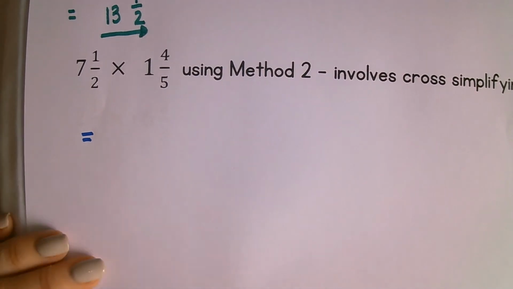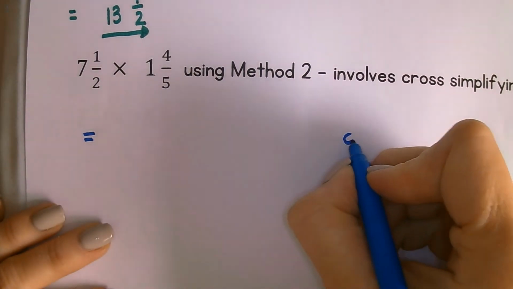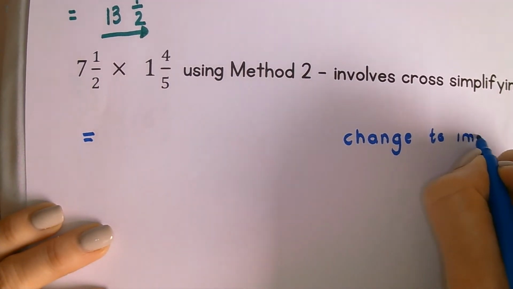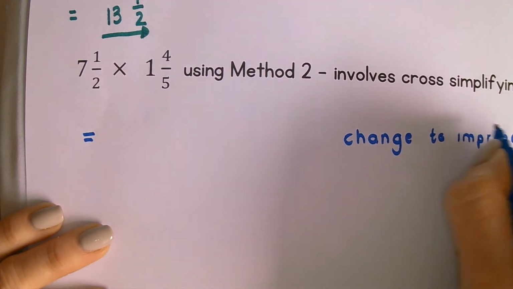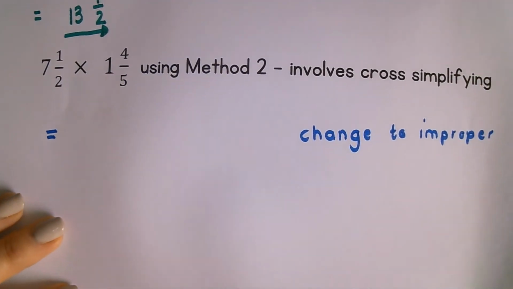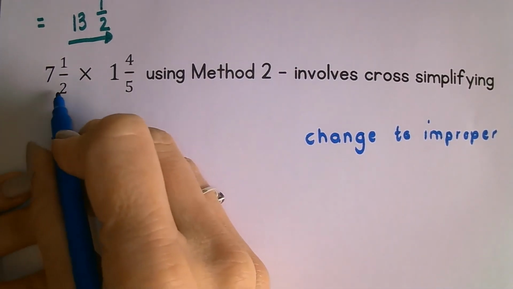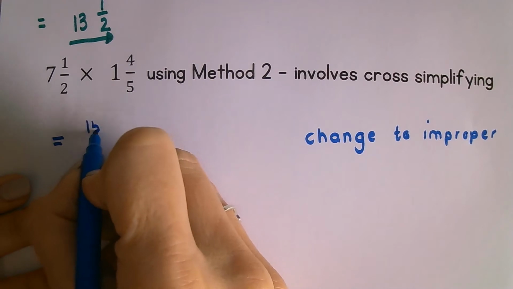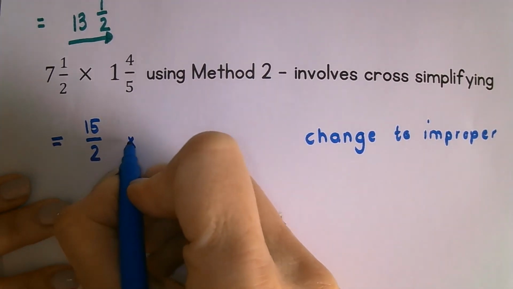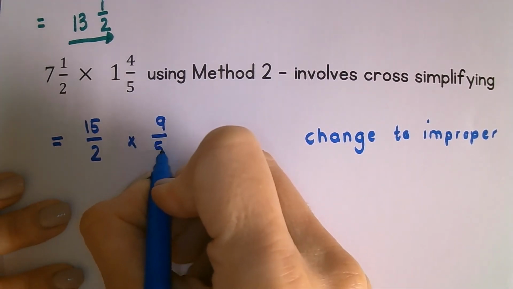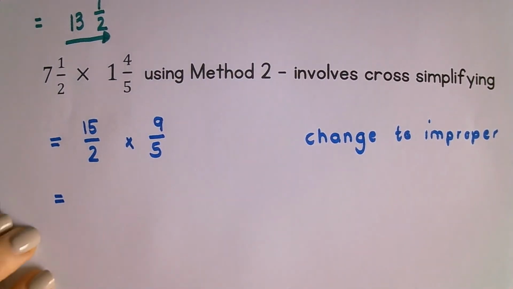And you'll see why. So first thing again, exactly the same as method 1. Change to improper. So as soon as you see multiplication, you need to change to improper. Let's just move it over so you can see it. So let's make this improper. So 2 times 7 is 14 plus 1 is 15 over 2. Same number as the previous one, 1 and 4 over 5, and we're left with 9 over 5. Okay, and now what we're going to do is making life a lot easier. Let's try and see if we can simplify this.